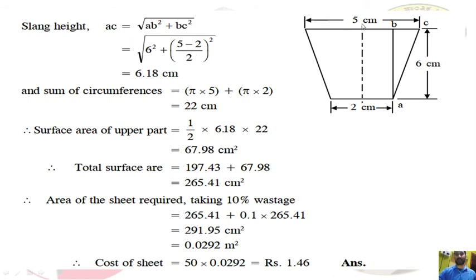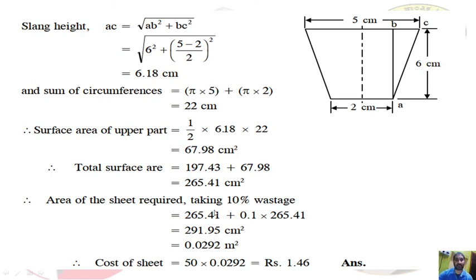So the sum of the circumference is pi into the upper diameter 5, pi into 5, plus pi into the lower diameter 2, pi into 2. Add both these, we will get 22 centimeter. So this is the sum of the circumference. Half into slant height 6.18 into the sum of the circumference 22, so the surface area of the lower portion is 67.9. So the total surface area is the surface area of the top cone and the bottom cone. If you add both, you will get total surface area as 265.41.